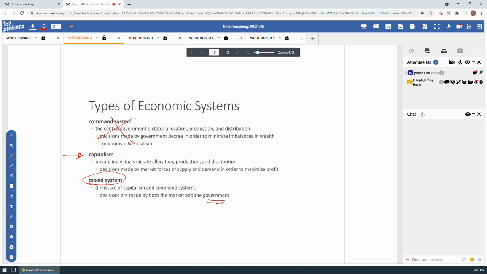All right. So we're done with this first little introductory section about econ. In the next class, we'll talk about more of the PPF with specialization and trade.